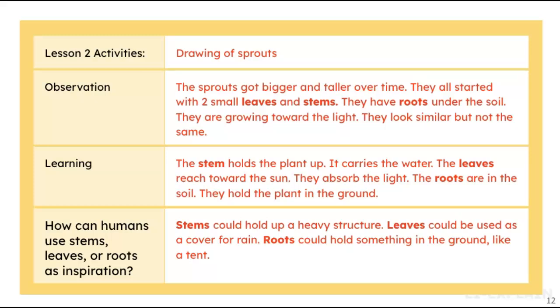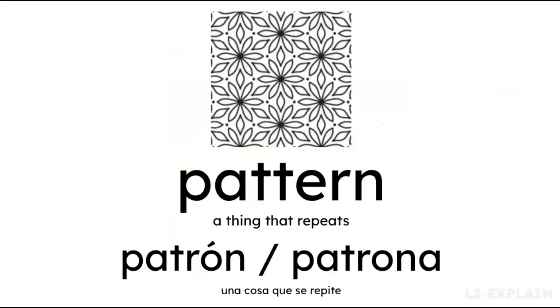The goal of this class discussion is to analyze student data from growing the seedlings and identify plant parts and their functions. You will use the discussion to create the Lesson 2 summary chart. From the discussion, students should understand that stems can hold up a structure, leaves could be used as a cover, and roots could hold something to the ground. During the discussion, you'll post and discuss the pattern vocabulary card.